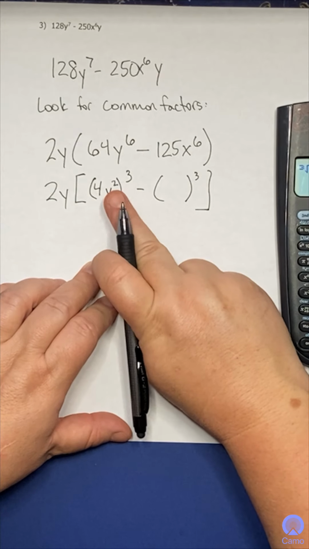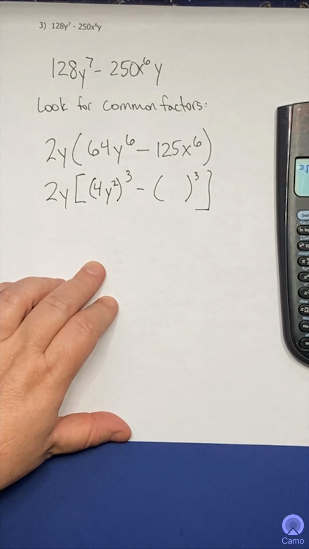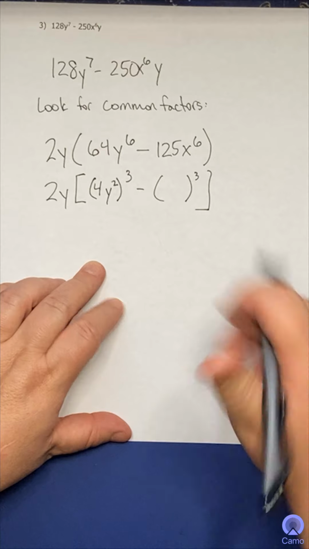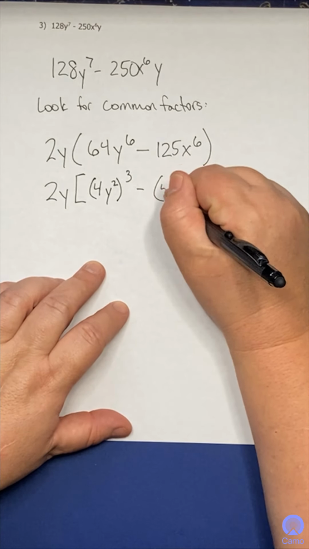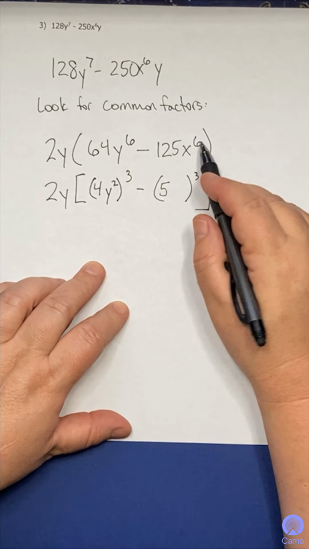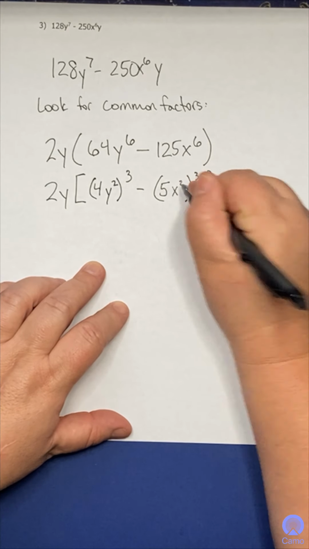Y squared times y squared times y squared gives you that y to the 6th. Okay. 125, the cube root. Do you remember the cube root of that one? You got it. 5. And again, we got x to the 6th, and that's x squared.